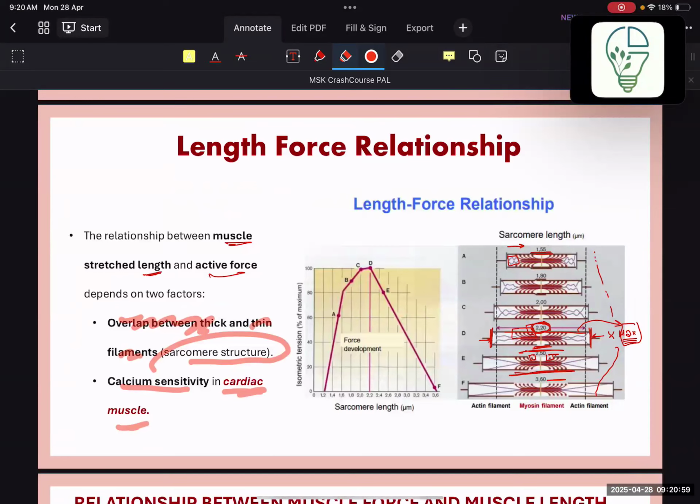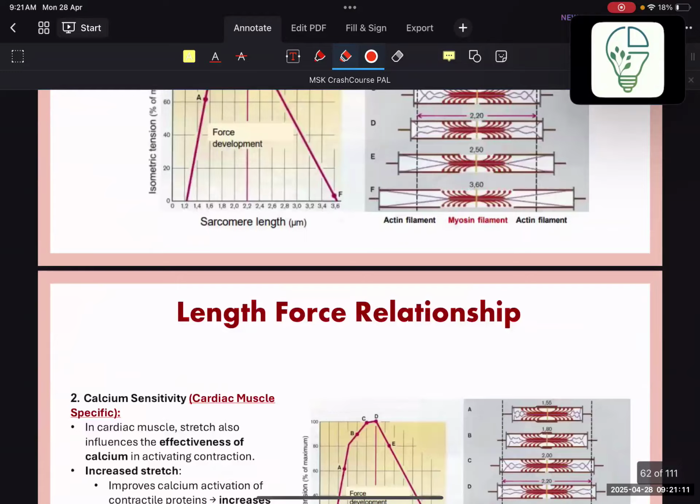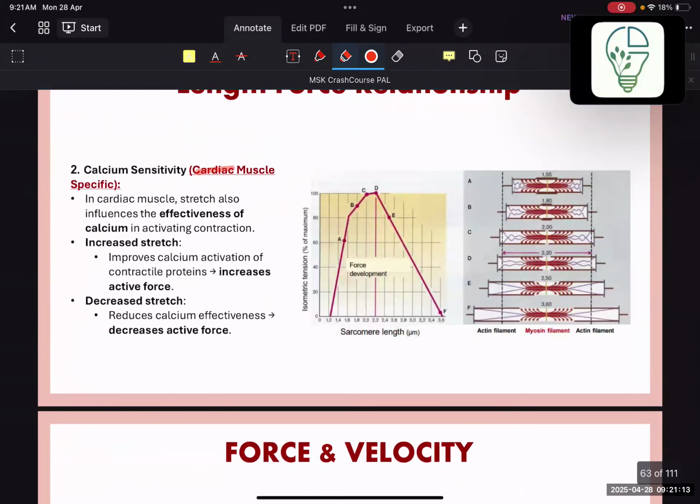The first one is the overlap between thick and thin filaments, which I've been explaining, the overlap between the actin and the myosin and how it changes as your muscle is either shortened or stretched. Now, the calcium sensitivity is mostly relevant to your cardiac muscles, right? And the way this works is that in cardiac muscles, when you stretch them, you're increasing their sensitivity to calcium.